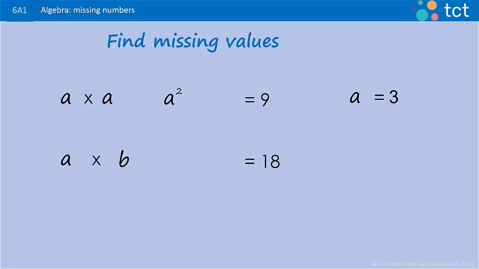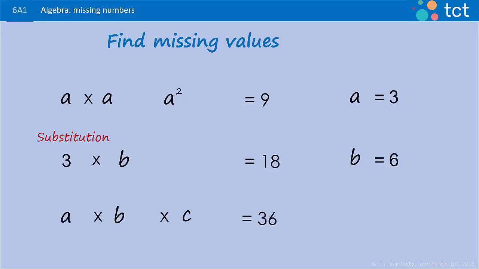A multiplied by B is 18. What's B worth? We already know that A is worth 3, so we can substitute there. Now we have 3 times B is 18. If we use the inverse operation, 18 divided by something gives us 3. So if we say 18 divided by 3, that will give us whatever B is worth. And 18 divided by 3 is 6. So B is worth 6.